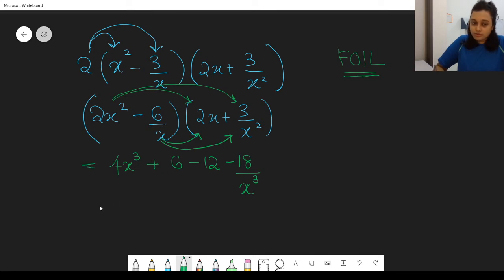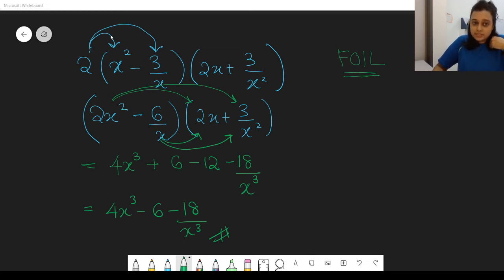Now you just solve whatever that's relevant here. So the numbers only we can solve. The numbers here become 6 minus 18 over x cubed. See, now you get exactly like your textbook answer. Now you can check. It's exactly like your textbook answer.